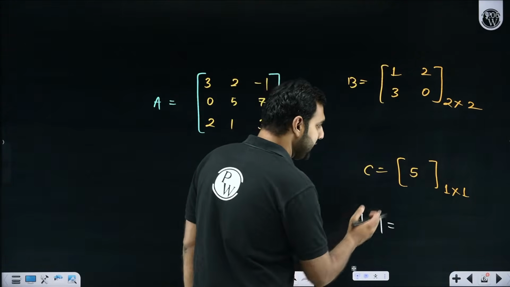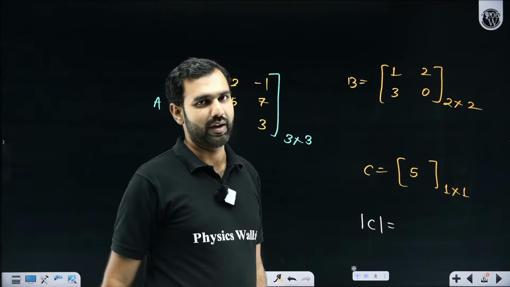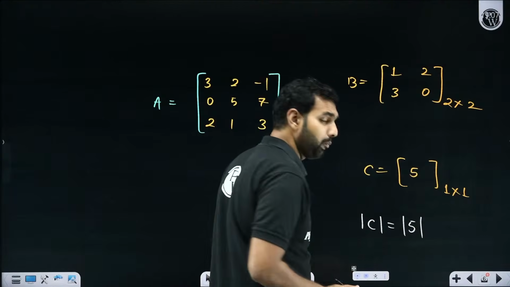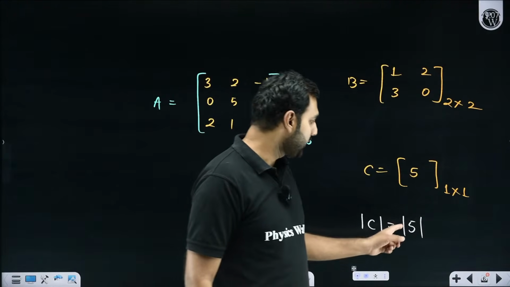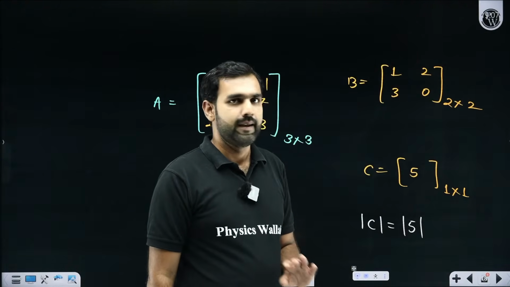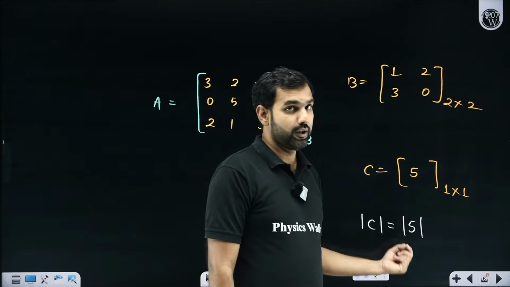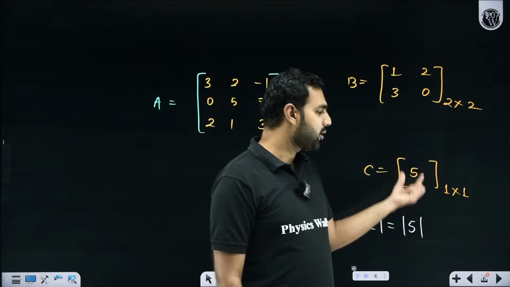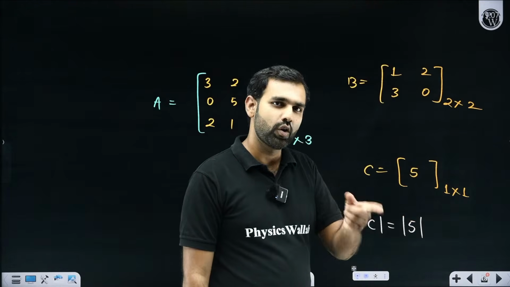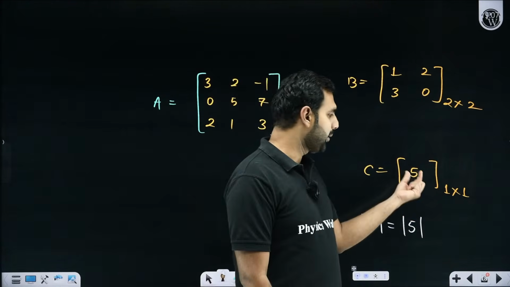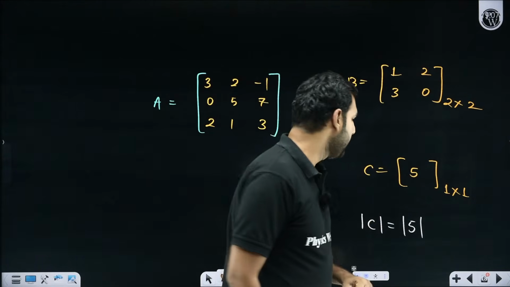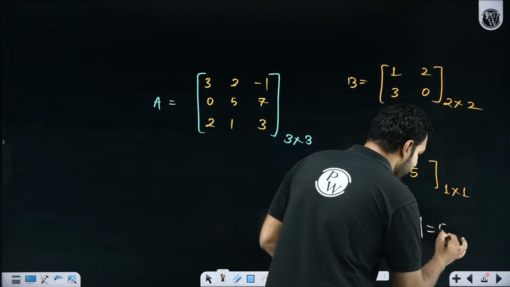If you are taking the determinant of a 1 by 1 matrix, you are simply taking the determinant of 5. Now, please don't confuse this with mod. This does not mean modulus of 5. This is the determinant of 5. And always remember, the determinant of a 1 by 1 matrix is always that value. So here it is a 1 by 1 matrix which has 5 as its element, so its determinant will be 5 only.